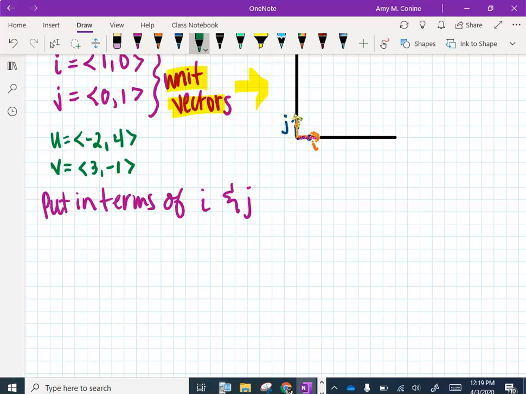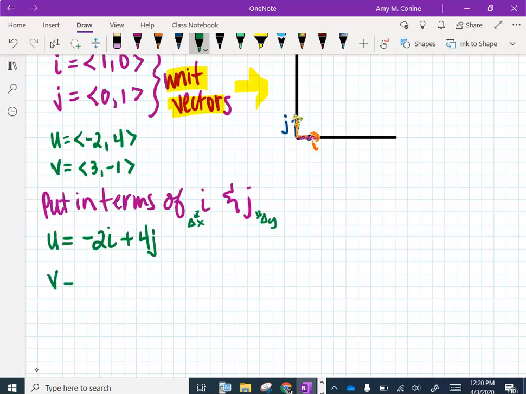If I take vector u and put it in terms of i and j, all that means is I'm going to take my -2 and multiply it by my unit vector i, and add that to my 4 times my vector j. And that's exactly what we're going to do. So this i goes with your change in x's, and your j goes with your change in y's, and then you're going to add them together.